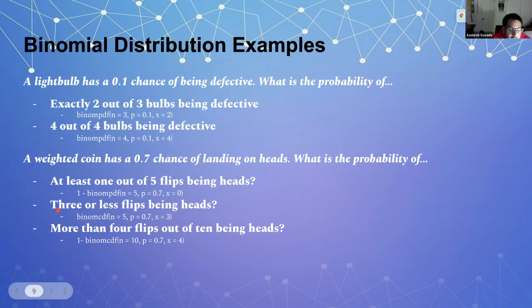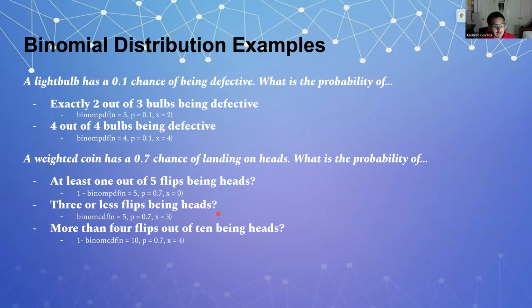So if we want to look at the probability of it being 3 or less flips that land on heads, then we would use binomial CDF, still 5 flips, so n equals 5. And the probability of landing on heads, the probability of success, is still 0.7. Now we want 3 or less flips, so x equals 3. The difference between PDF and CDF is if we wanted to see exactly 3 flips, then we would do binomial PDF, point distribution function.